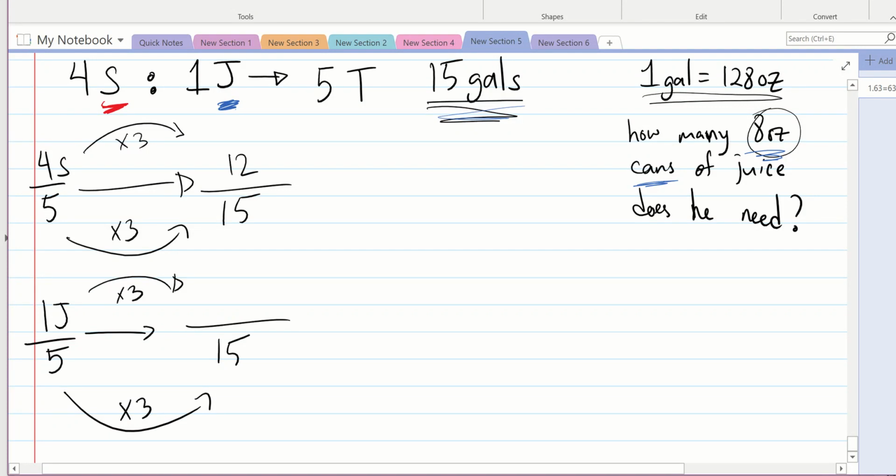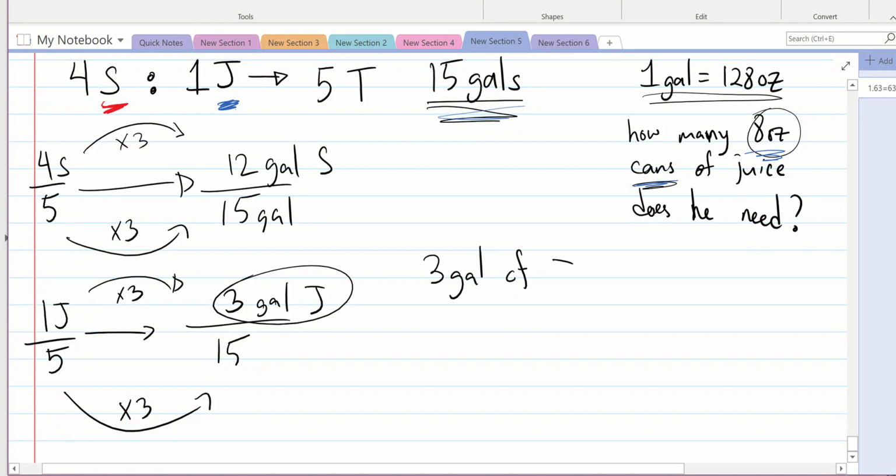4 times 3 is 12. 1 times 3 is 3. So that means for every 15 gallons, we're going to have 12 gallons of seltzer and 3 gallons of juice, right? And if the question was asking us how many cans of juice there are, we know it's going to be 3 gallons. So 3 gallons of juice equals how many ounces?